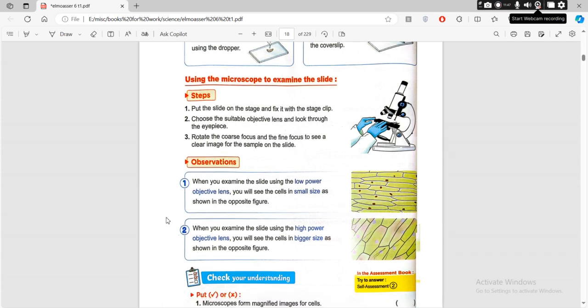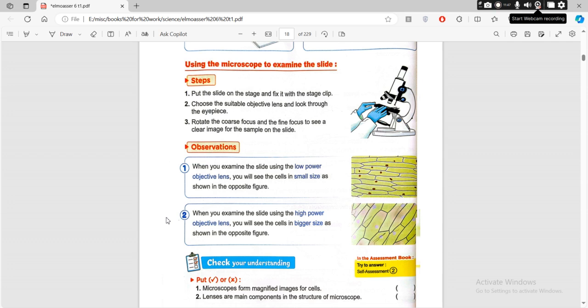Well, we have two types of objective lens. The low power objective lens and the high power objective lens. The low power makes you see cells in small size, but you can see a large number of cells in fewer details. Using the high power objective lens, you can see the cells in bigger size with more details. Good.